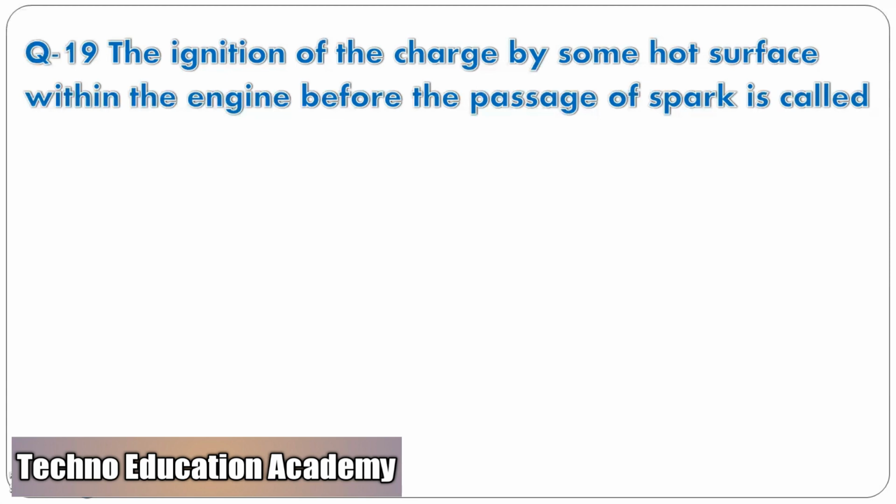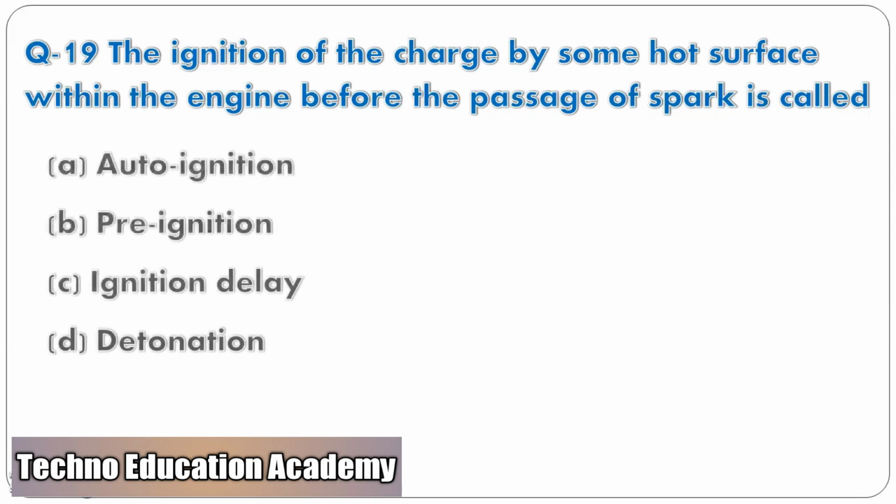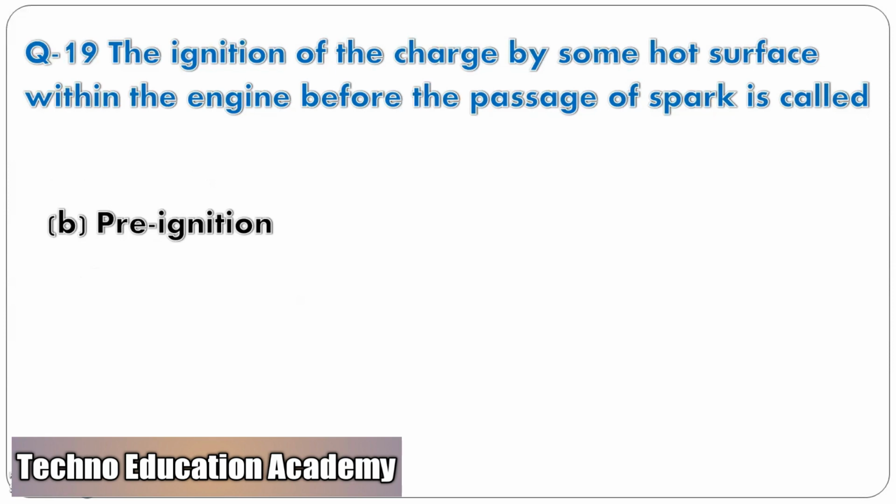Question number 19. The ignition of the charge by some hot surface within the engine before the passage of spark is called: option A, auto ignition; option B, pre-ignition; option C, ignition delay; option D, detonation. So the right answer is pre-ignition. The ignition of the charge by some hot surface within the engine before the passage of spark is called pre-ignition.